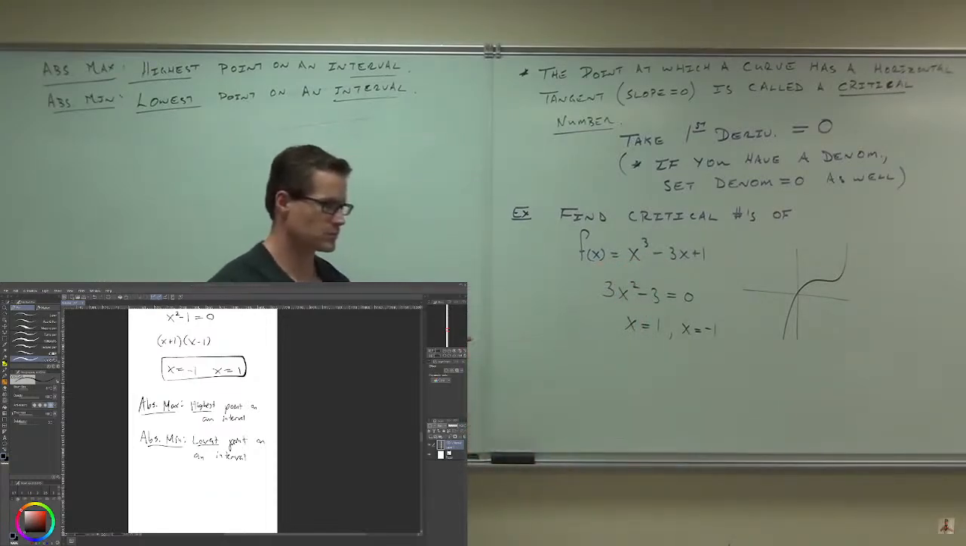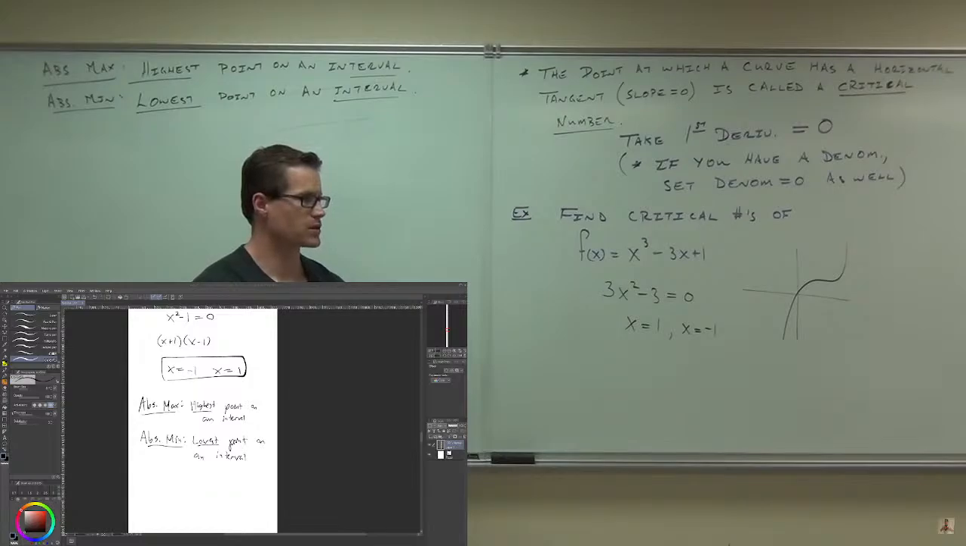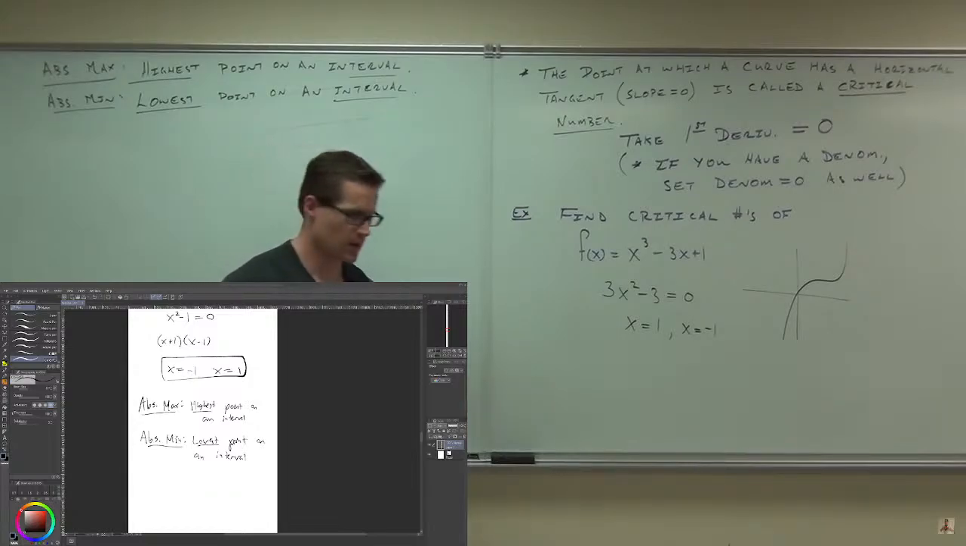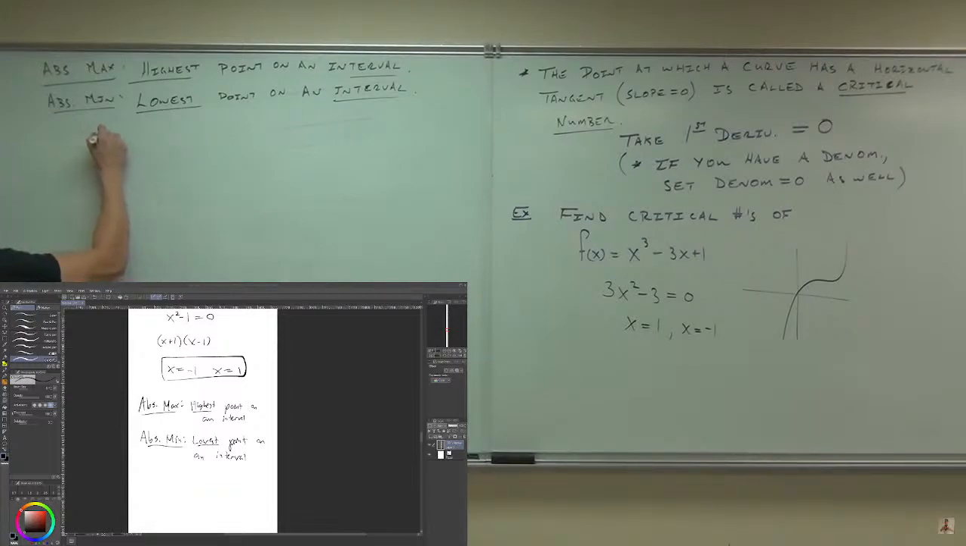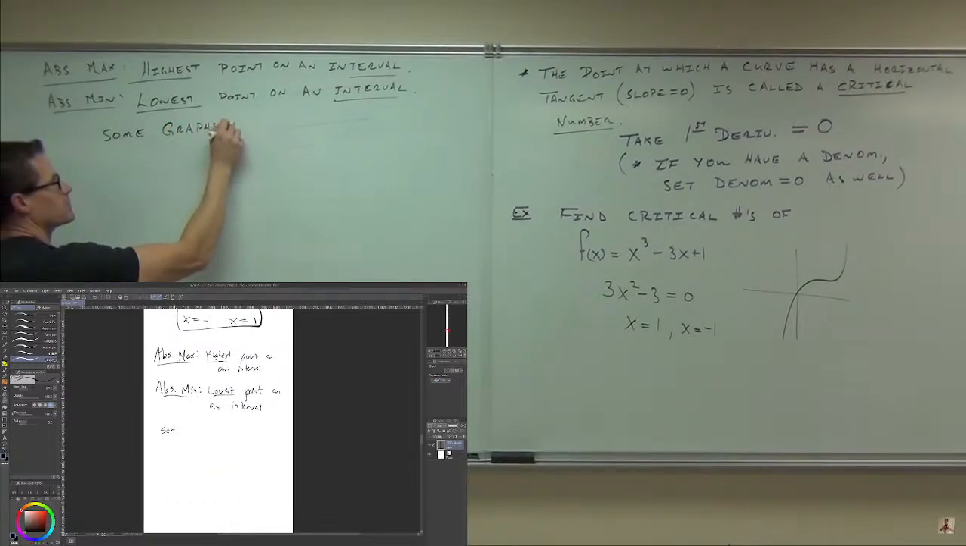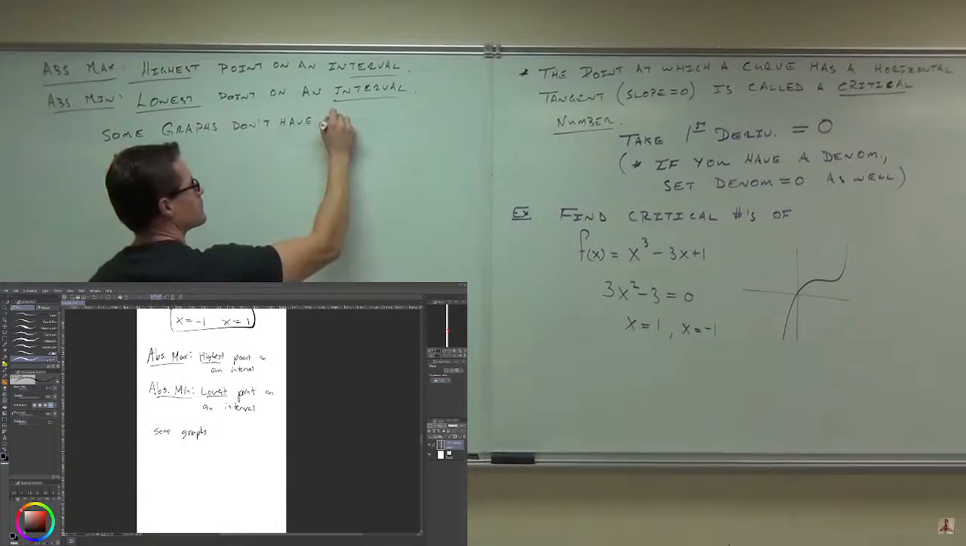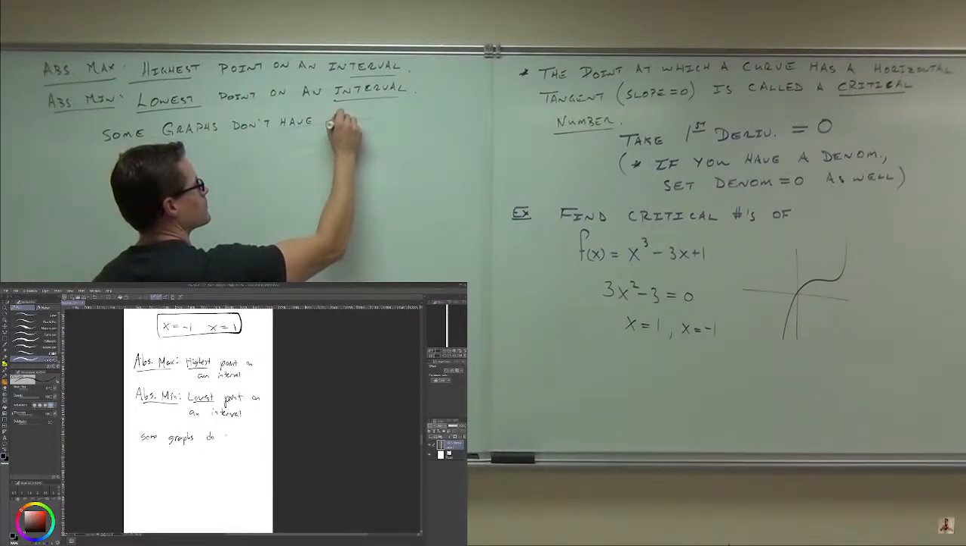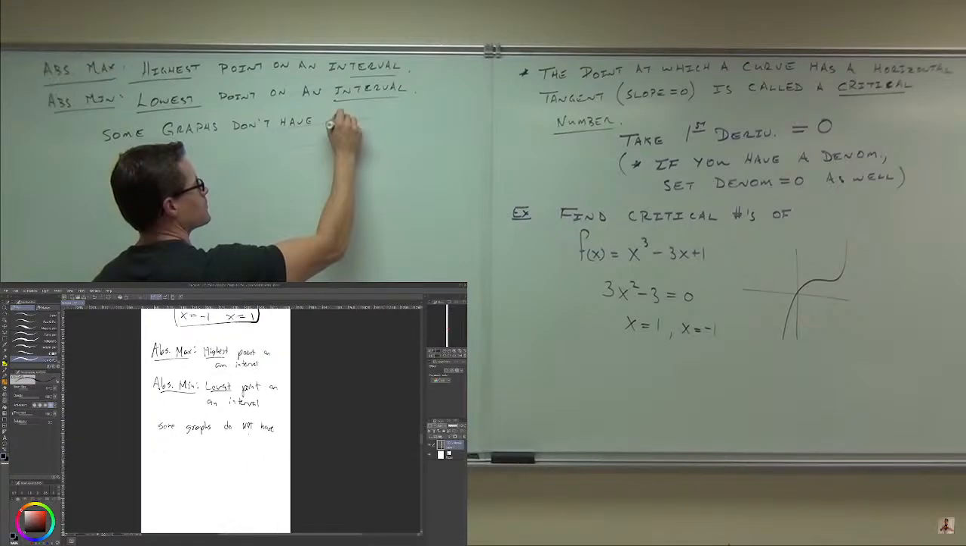On an interval. Now the interval could be from negative infinity to infinity, but a lot of graphs don't have an absolute maximum on negative infinity to infinity. In fact, lots of polynomials don't. So we talk about on intervals as well. So some graphs don't have absolute max or min on this interval.